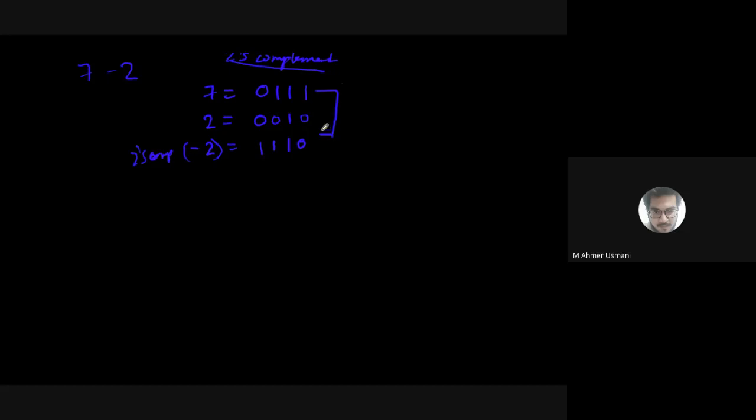Now try to add these two numbers. So 0 1 1 1 and 1 1 1 0. Try to add it. What will we get as the answer? 1 plus 0 is nothing but 1. 1 plus 1 is nothing but 0, carry 1. 1 plus 1 plus 1 is nothing but 1, carry 1. 1 plus 1 is nothing but 0. There is a carry which is included.